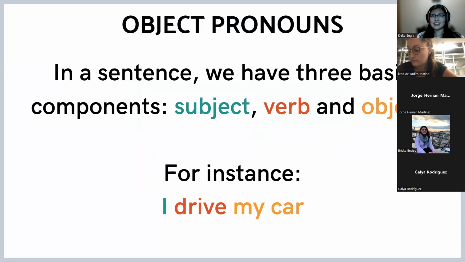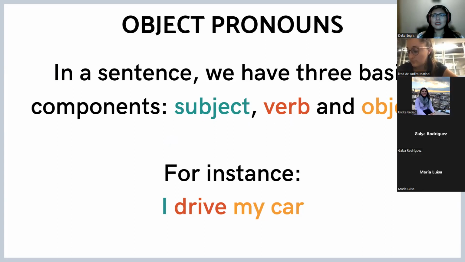So, in a sentence, in a normal sentence, we have three basic components. We can have more, but the basic components that I need to have in order to have a complete sentence are subject, verb, and object. Para yo poder tener una oración completa, puedo agregarle más cosas, pero mínimo necesito tener estas tres: sujeto, verbo, y objeto. So the subject is going to be the person or the thing who is doing the action.